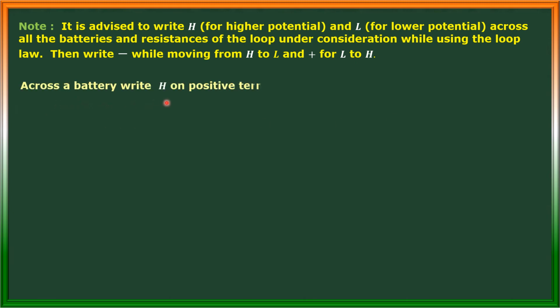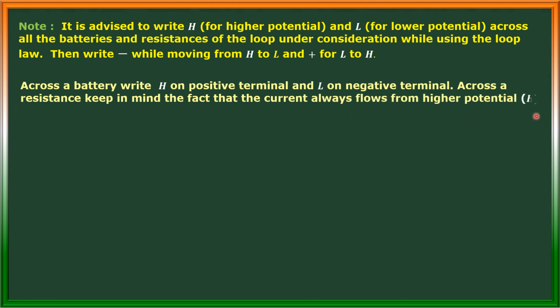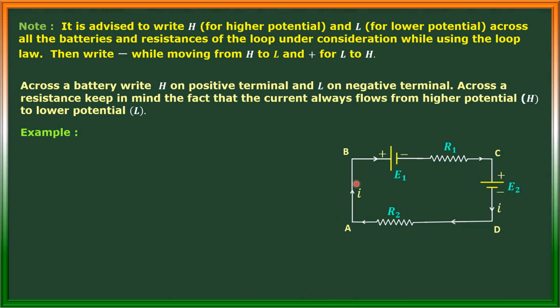Across a battery, write H on the positive terminal and L on the negative terminal. Across a resistance, keep in mind the fact that the current always flows from higher potential H to lower potential L. So here is an example. Okay, this is a circuit. Current is flowing in the clockwise direction in this loop. It is a closed loop.